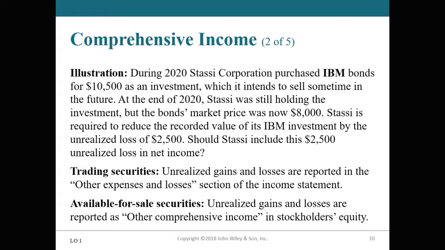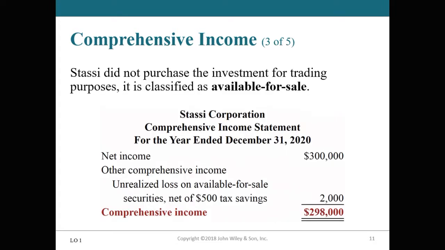For trading securities and for available for sale securities, there is some difference in how we look at these. So Stasi didn't purchase this investment for trading. What they purchased it for was for an available for sale purpose. So we show net income of $300,000 and then an unrealized loss on the available for sale securities net of taxes of $2,000, giving us comprehensive income of $298,000.